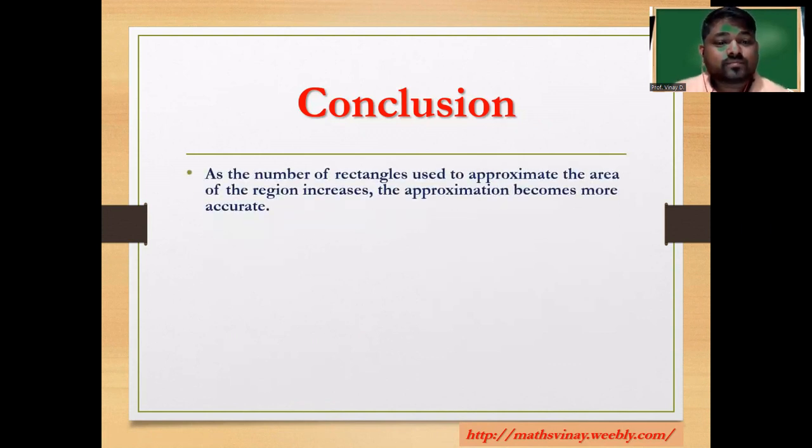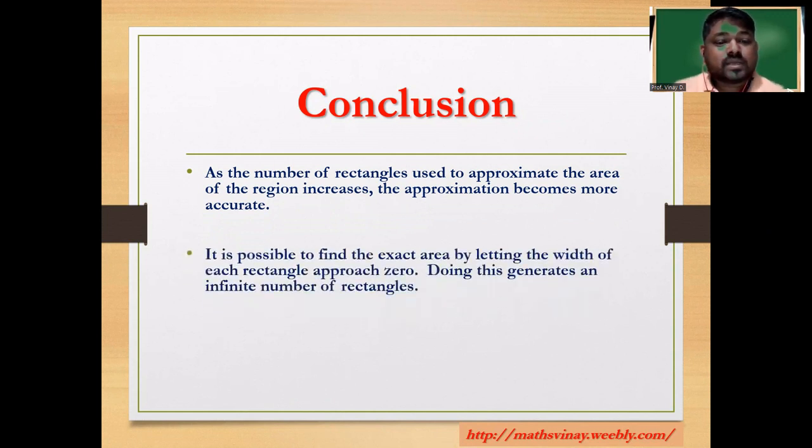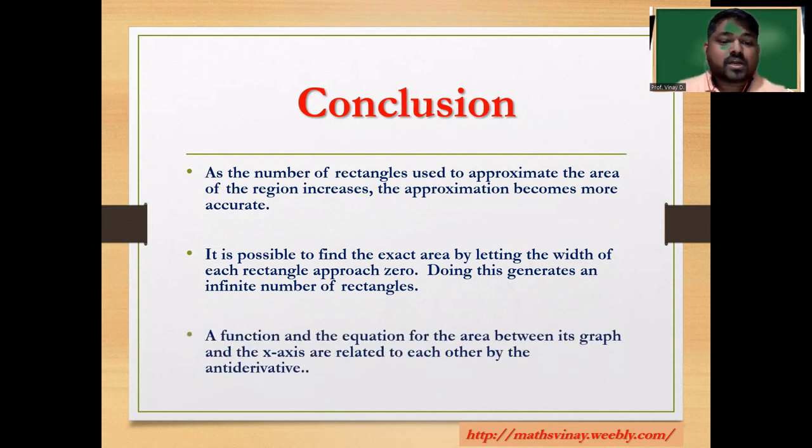Now the conclusion. As the number of rectangles used to approximate the area of a region increases, the approximation becomes more accurate. As we saw in the last lecture, it is possible to find the exact area by letting the width of each rectangle approach 0. Doing this generates an infinite number of rectangles. A function and the equation for the area between its graph and the x-axis are related to each other by the antiderivative, that is, integration.